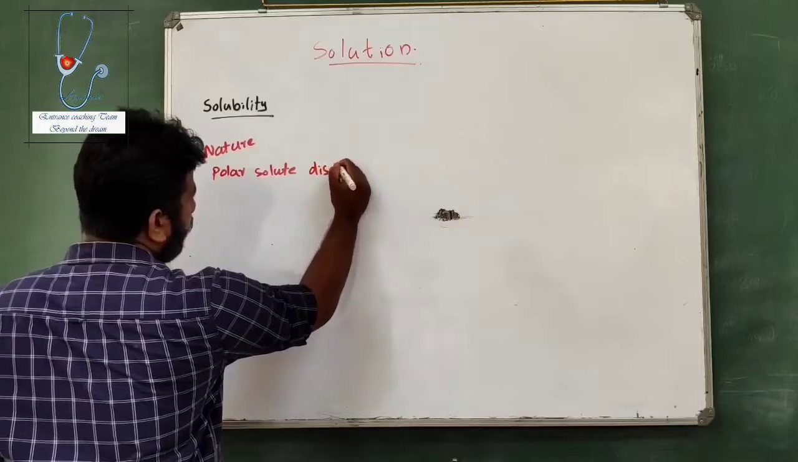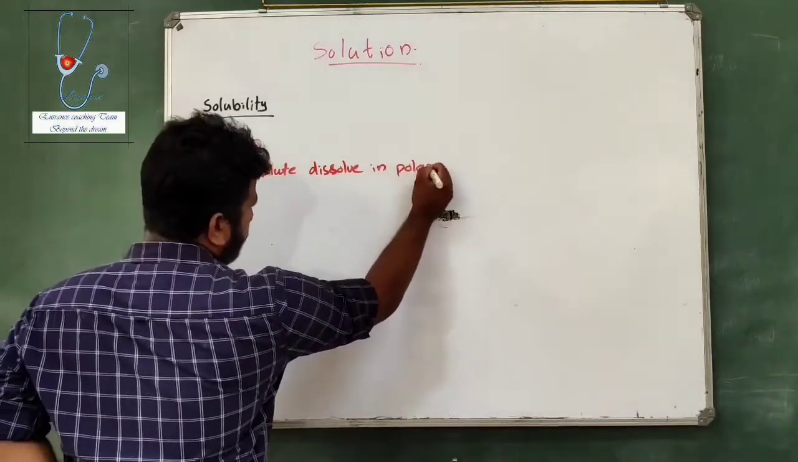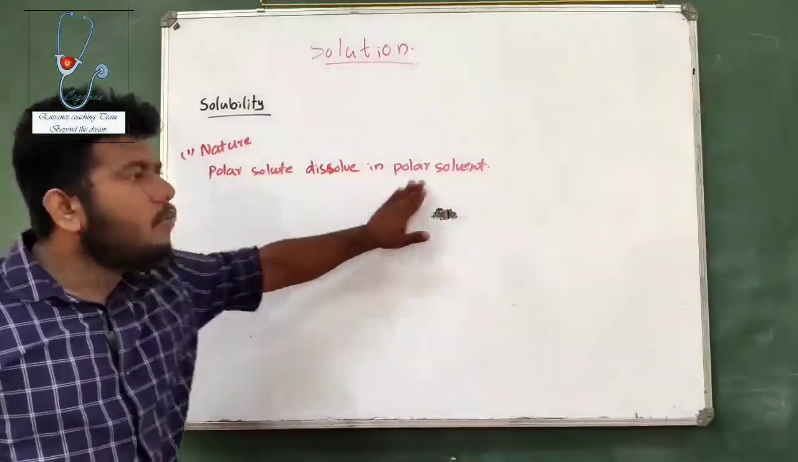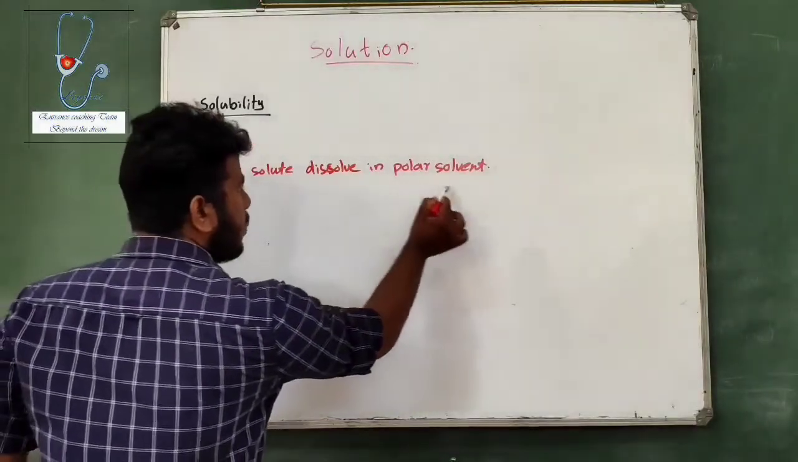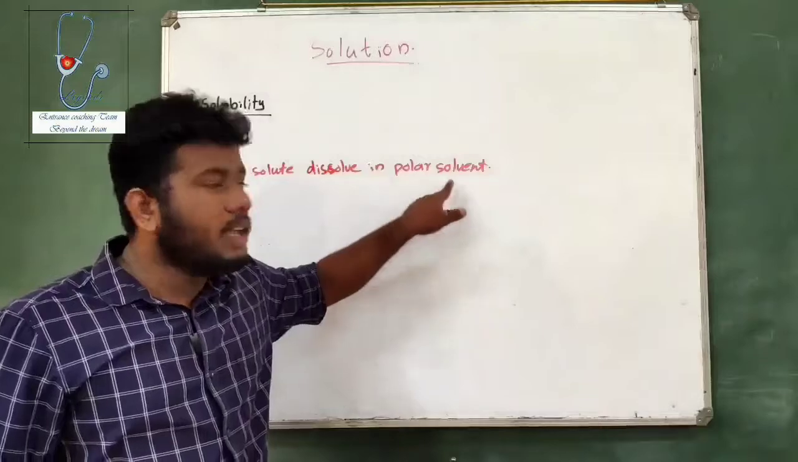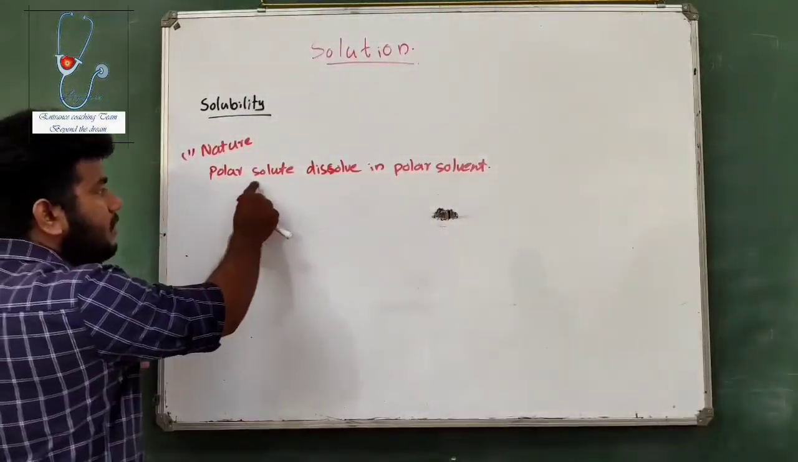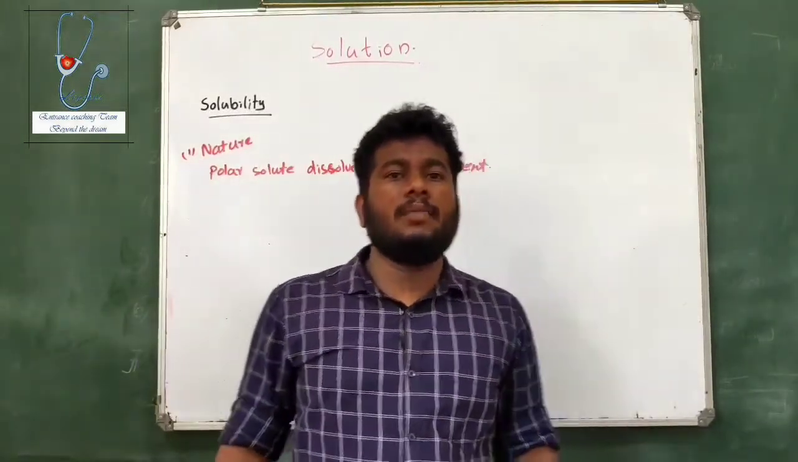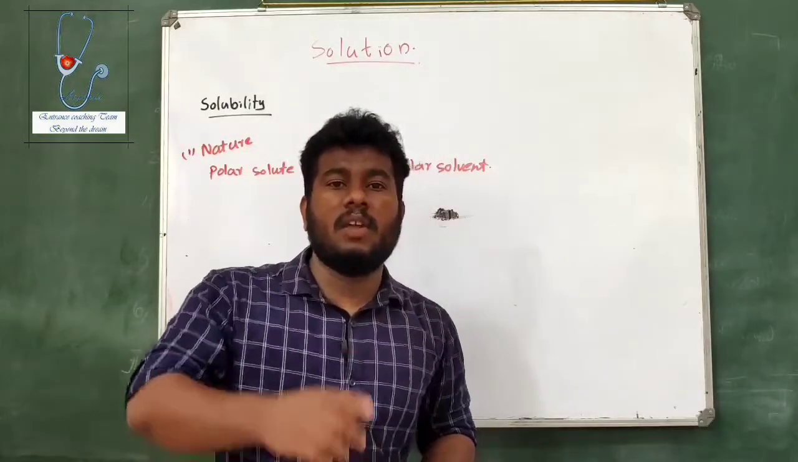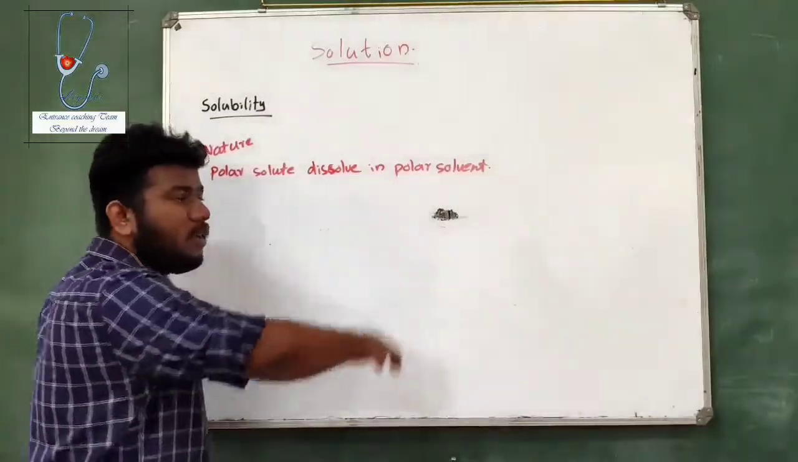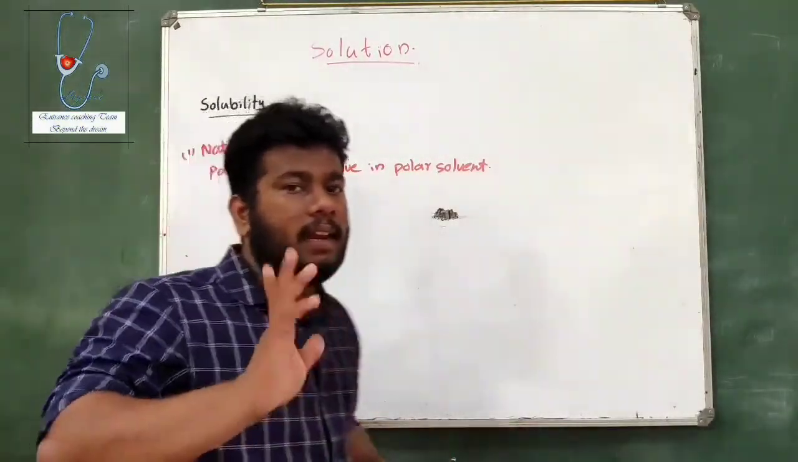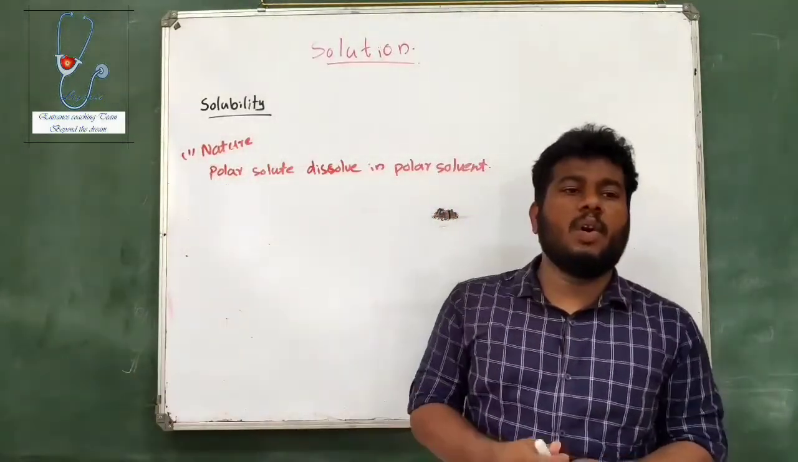Polar solutes dissolve in polar solvents. For example, NaCl is a polar solute and water is a polar solvent, and NaCl dissolves in water. Non-polar solutes dissolve in non-polar solvents. For example, naphthalene and anthracene dissolve in benzene or other non-polar solvents, but they do not dissolve in water. NaCl or sugar does not dissolve in benzene, because benzene is a non-polar solvent and NaCl is a polar solute. So like dissolves like, which is the nature of solvent and solute.